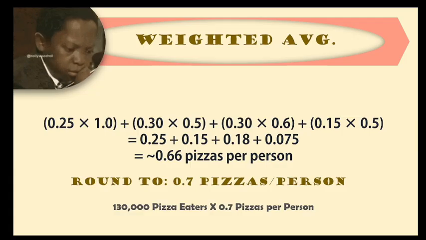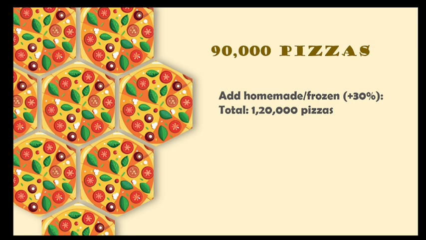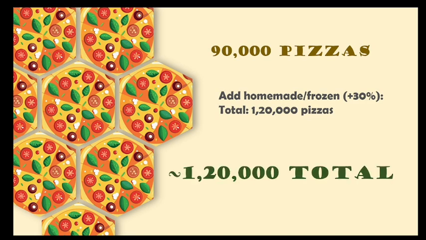Now multiplying this per person consumption with total eaters, which were 1,30,000, we will get 90,000 pizzas consumed in Mumbai on a typical Saturday night. But this is just from restaurants or pizza chains. We need to add homemade and frozen food consumption also. So assuming that represents around 30% of total market size, the total expanded range comes out to be approximately 1,20,000 pizzas in total.